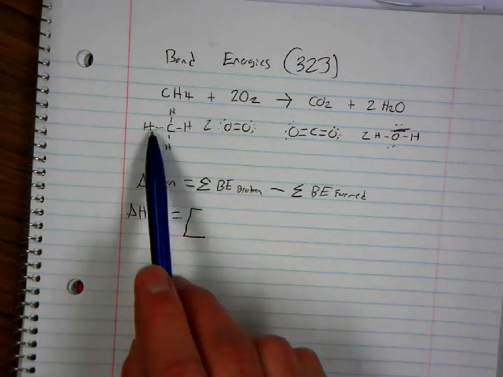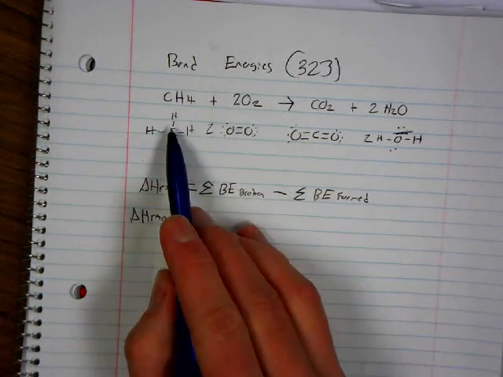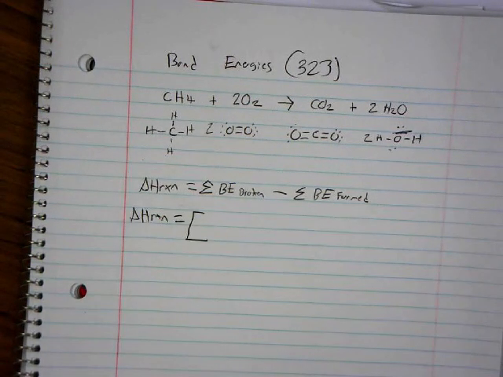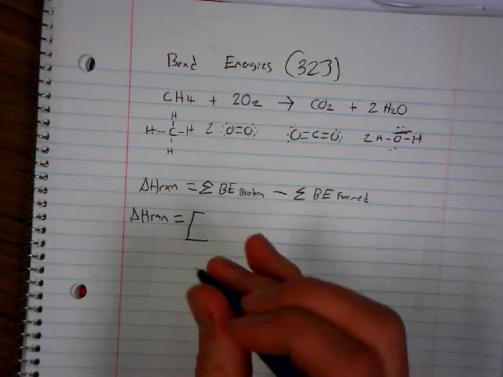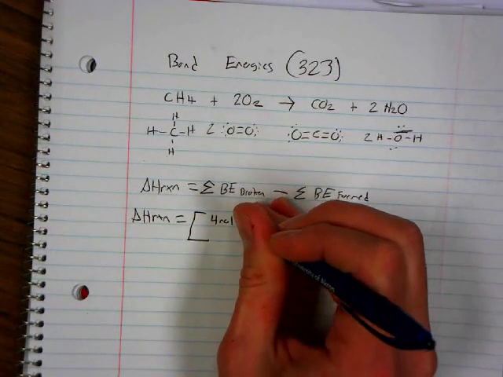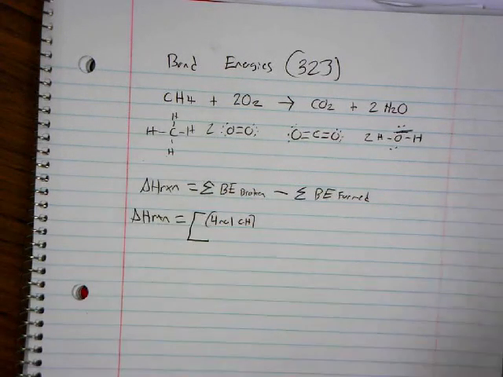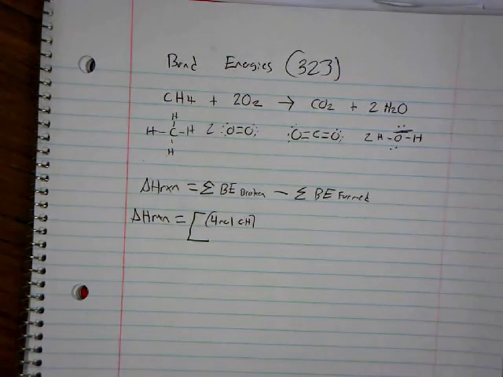so let's do carbon-hydrogen bonds. How many moles of carbon-hydrogen bonds do I have? 4. Do you guys agree? 1, 2, 3, 4 carbon-hydrogen bonds. So you guys okay with that? Okay. So I have 4 moles of CH bonds. Just 4. I'm counting. 1, 2, 3, 4.